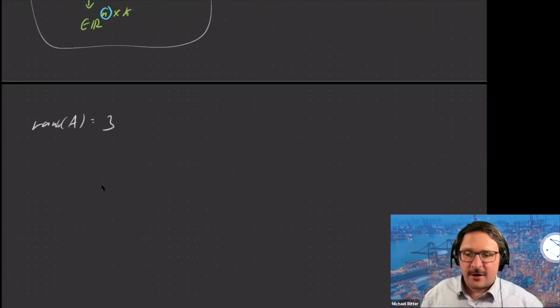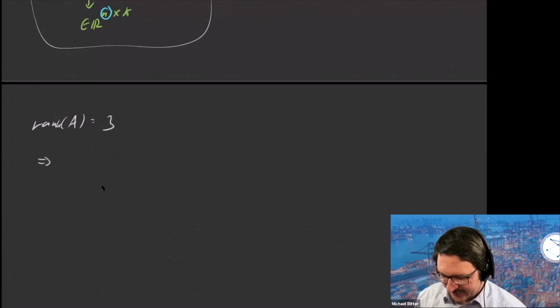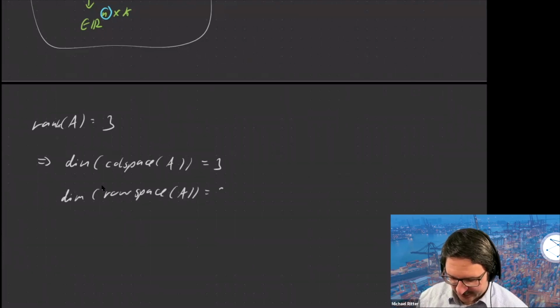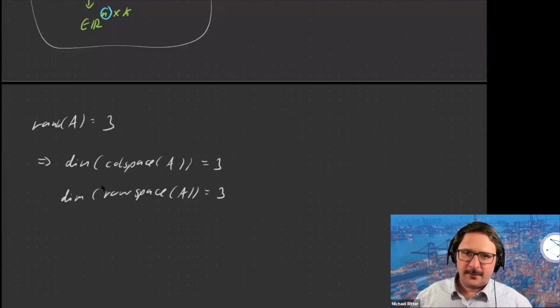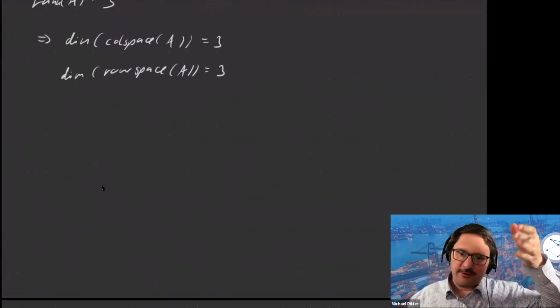And as you know, the rank of the matrix is equal to the dimension of the column space, and that is equal to the dimension of the row space. So we already know the answer to these dimensions right now. The rank is 3, and that means the dimension of the column space of A is 3. And the dimension of the row space of A is also 3. Now, the row space and the column space are the spaces generated by the vectors that are in the rows and in the columns of A.